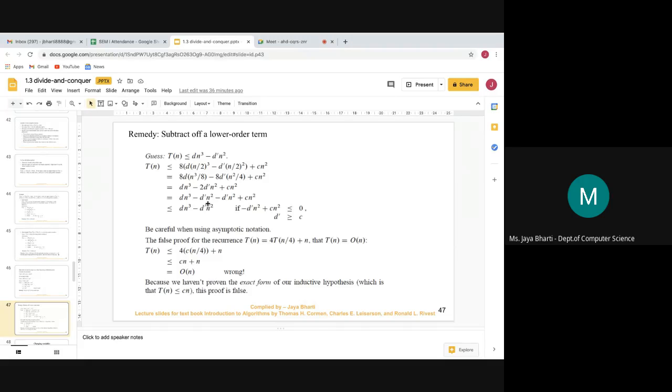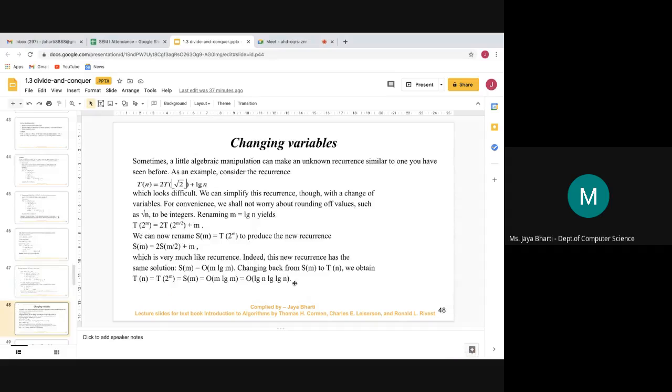Be careful when using the asymptotic notation. The false proof for the recurrence relation is also given here, but whenever you are using the substitution method, always use the exact form. Then only it will be correct, otherwise it will be wrong, and it will only consume time and not give the correct solution. Okay, so this was the substitution method.